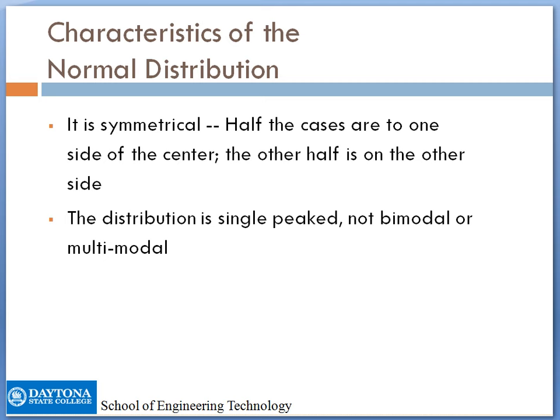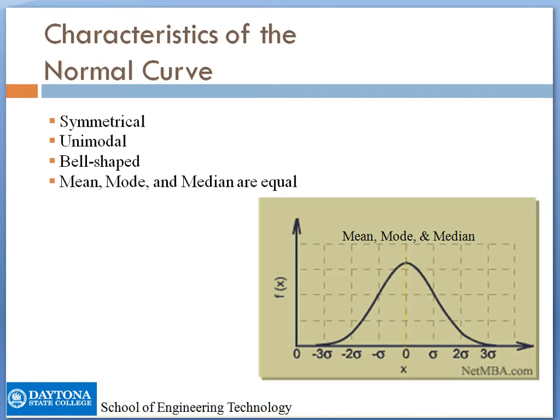Characteristics of the normal distribution. One type of population that is very common is called the normal curve or Gaussian distribution. The normal curve is a symmetrical, unimodal, and bell-shaped distribution with the mean, the median, and the mode having the same value. So it looks like this figure.